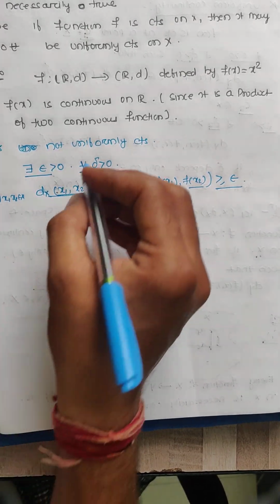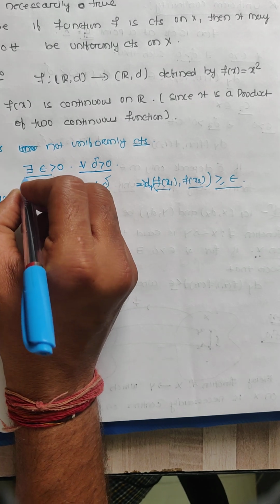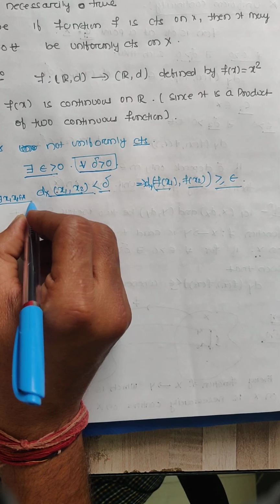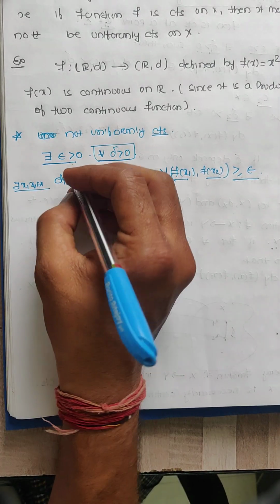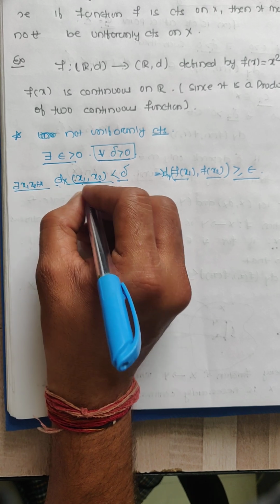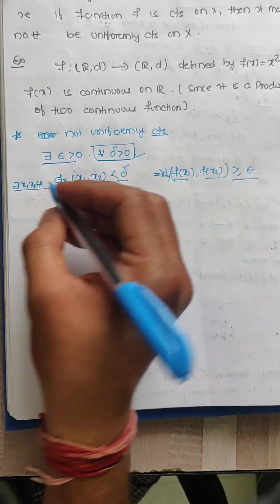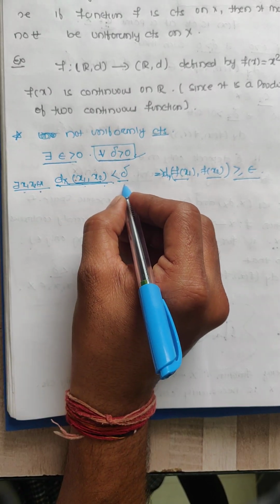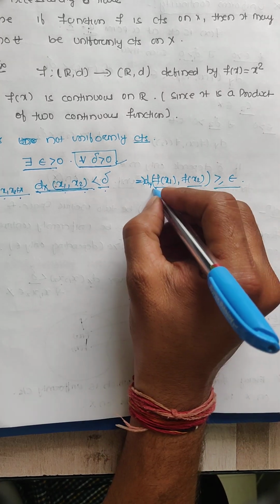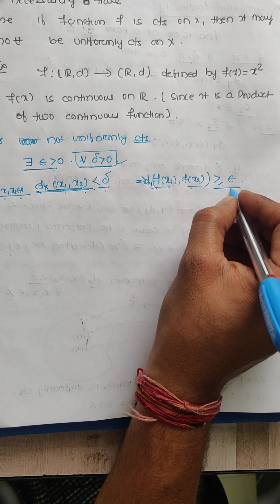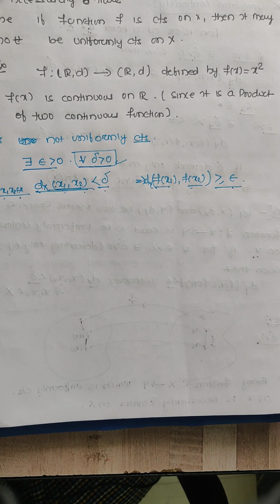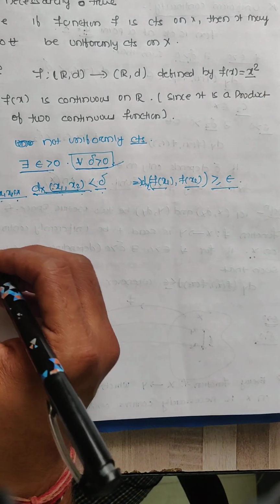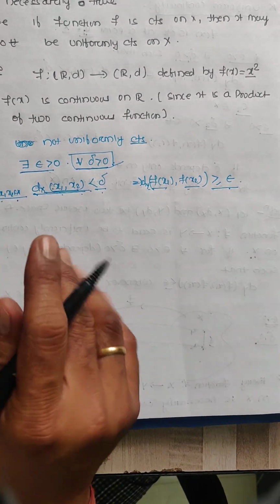Again I am repeating, the definition of not uniformly continuous is that there exists an epsilon greater than 0 such that, whatever delta you take, there exist two points x1, x2 in x such that the distance between x1 and x2 is less than delta, but the distance between the images is greater than or equal to epsilon. So we will show that the function f of x equal to x square is not uniformly continuous. We will prove this by the method of contradiction.